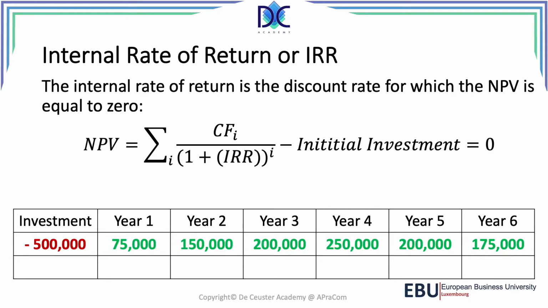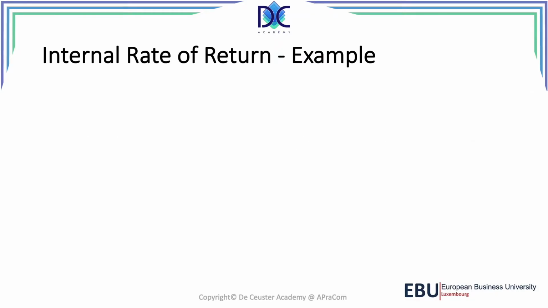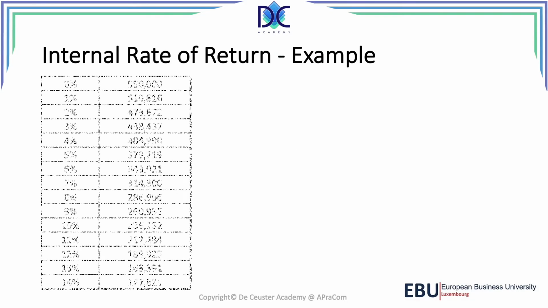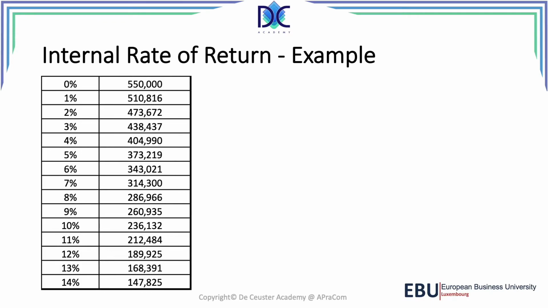Now, the internal rate of return is the yield of the investment. It's like you put your money on a bank account and you get a certain percentage. Well, the internal rate of return gives you that percentage, that yield that the project will create. And we have to see if that yield is acceptable, yes or no. Let's have a look at an example. I put everything in a table. You can do it quite easily in Excel.